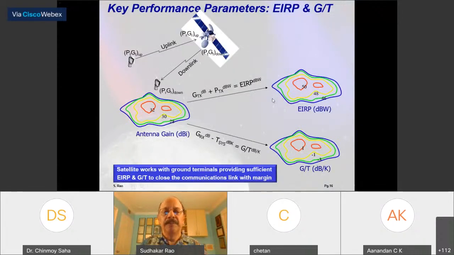This is our typical system. I won't go through it, but you can see on the right-hand side the ERP, in dBW, varies from 50 dBW to 46 dBW. The G over T is probably 1 dB to minus 3 dB. So typically 3 to 4 dB variation you can expect within any shaped coverage. Otherwise, if it's more, then you're not designing properly.